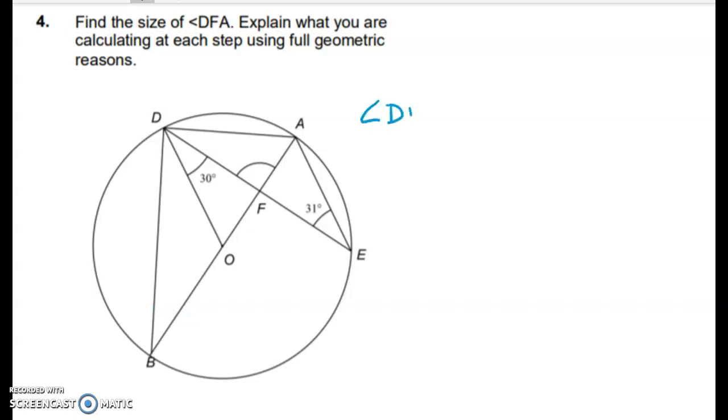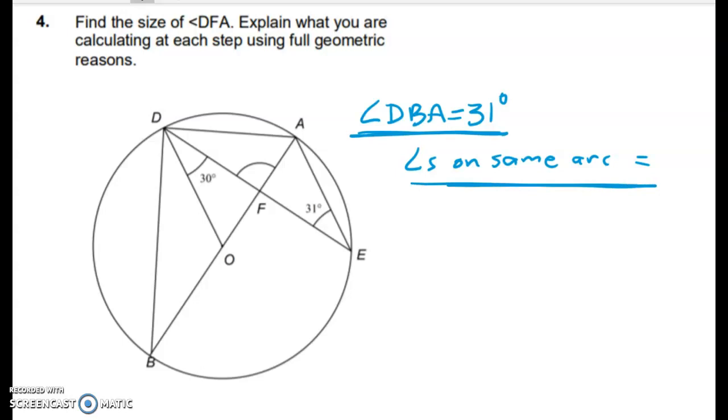Okay, so angle DBA is equal to 31 degrees. And that's because angles on the same arc are equal. So we write the first number and then we write the reason. So this is 31 degrees.